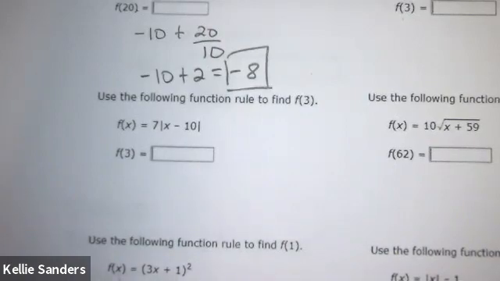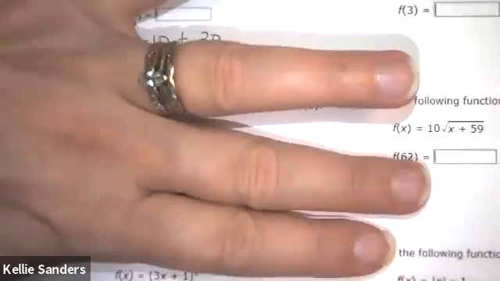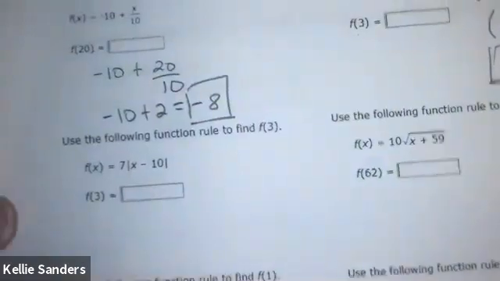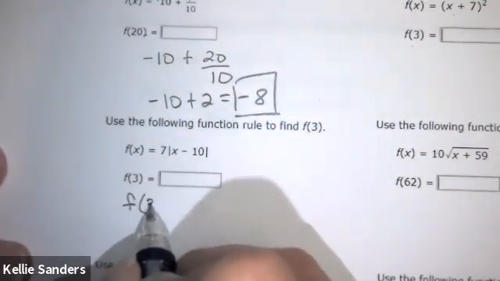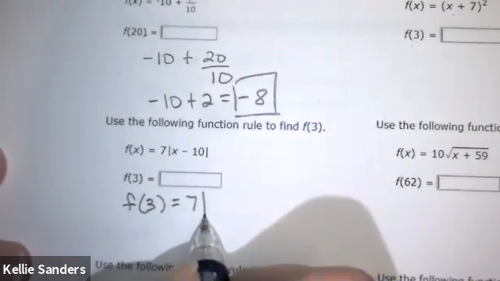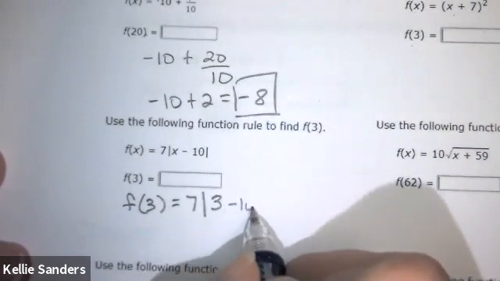f of 1 equals 3 times 1 plus 1 squared. Oops, never mind. I was on the wrong one. f of 3 equals 7 times the absolute value of 3 minus 10. This is absolute value. I'll go over that in just a second.